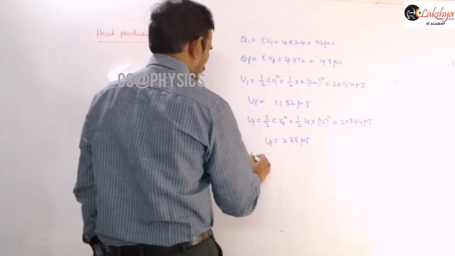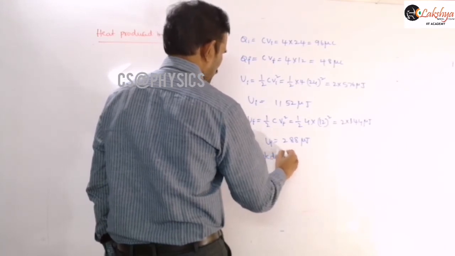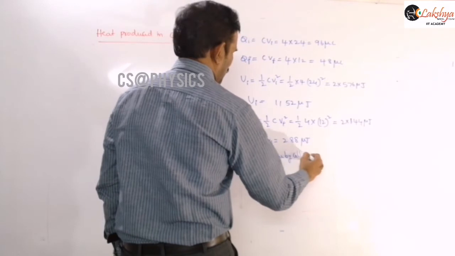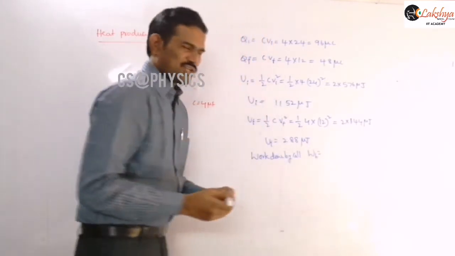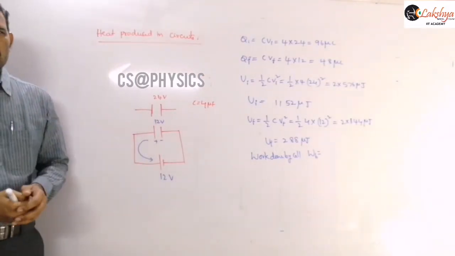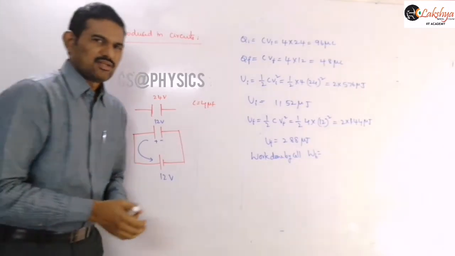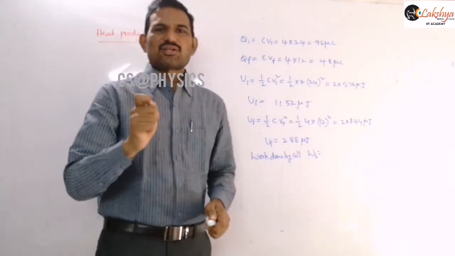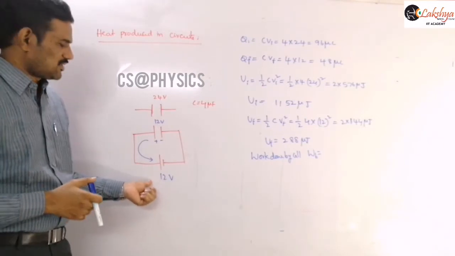Now from this we can write the work done. Next we need to find the work done here. So this work done we can write as work done by the cell. Work done by the cell means here two potential differences are there. Which potential do we need to write here? 12 volts is there and 24 volts is there. We need to write the final potential of the battery, which is nothing but this 12 volts here.